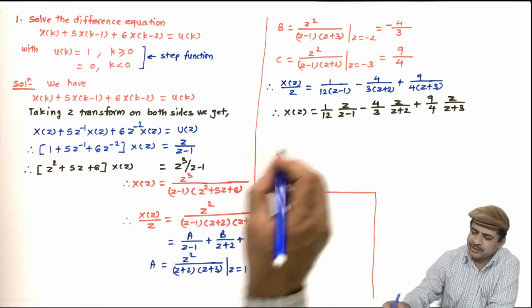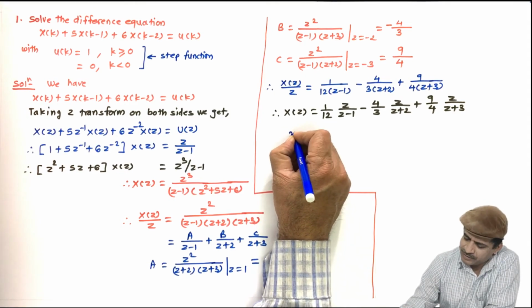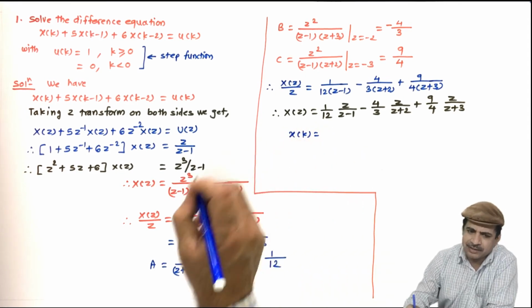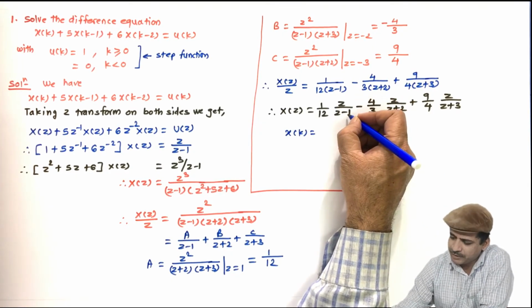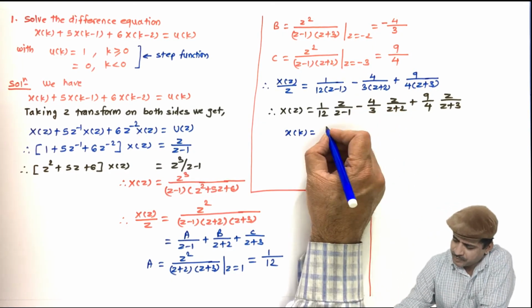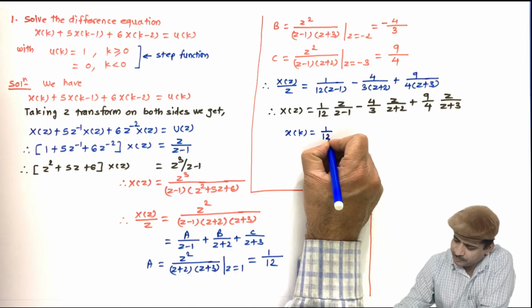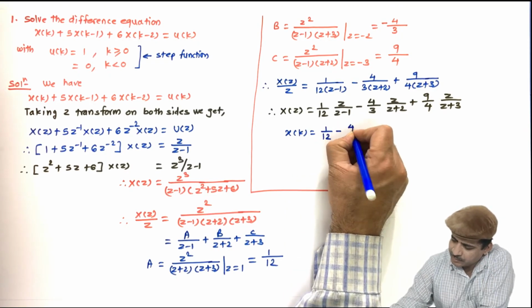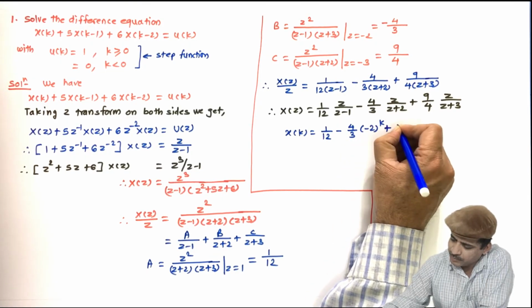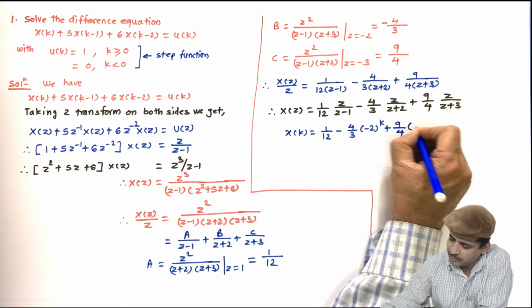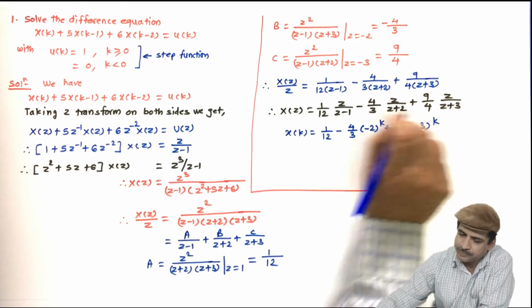Now we have done ample practice of z and inverse z. So let us find the inverse z directly, and this will be: z upon z minus 1 has inverse z transform 1. So this is 1 by 12, minus 4 by 3 into minus 2 raised to k, plus 9 by 4 into minus 3 raised to k.